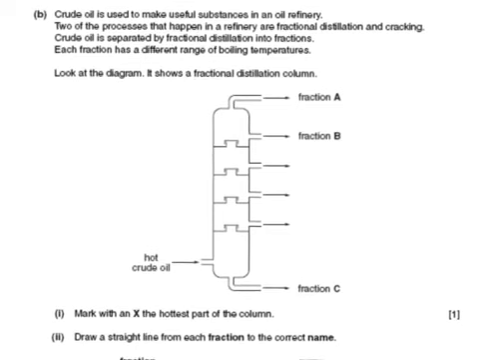The next question says, crude oil is used to make useful substances in an oil refinery. Two of the processes that happen in a refinery are fractional distillation and cracking. Crude oil is separated by fractional distillation into fractions. Each fraction has a different range of boiling temperatures. Look at the diagram, it shows a fractional distillation column. Mark with an X the hottest part of the column. Well, in this case, the hottest part of the column would be at the bottom, so an X in this section, or indeed any area within this section or this part here will be fine for an answer.